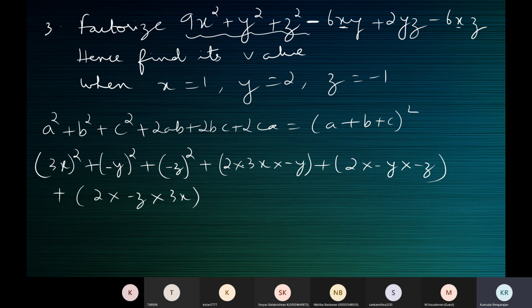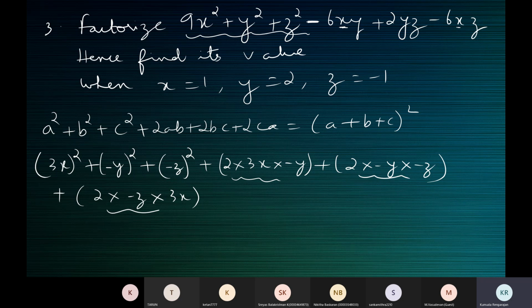You can check here. 2 threes are 6, 6xy, minus 6xy. 2yz plus 2yz, minus into minus plus 2yz. See, when you multiply these terms, you will get minus 6xy plus 2yz and minus 6xz.